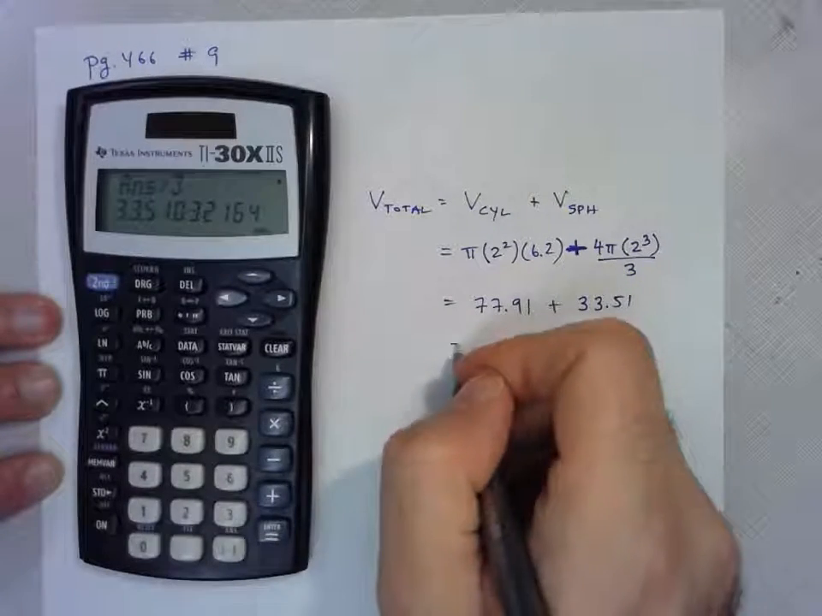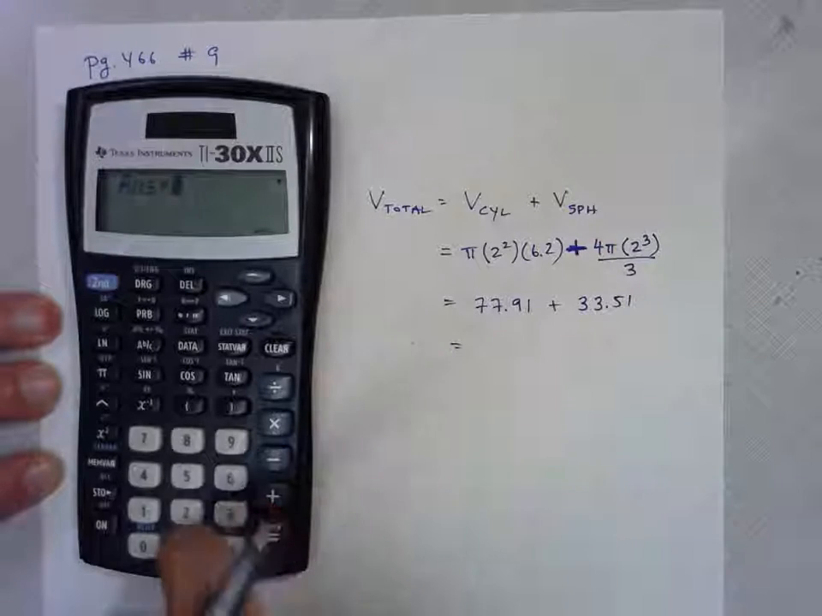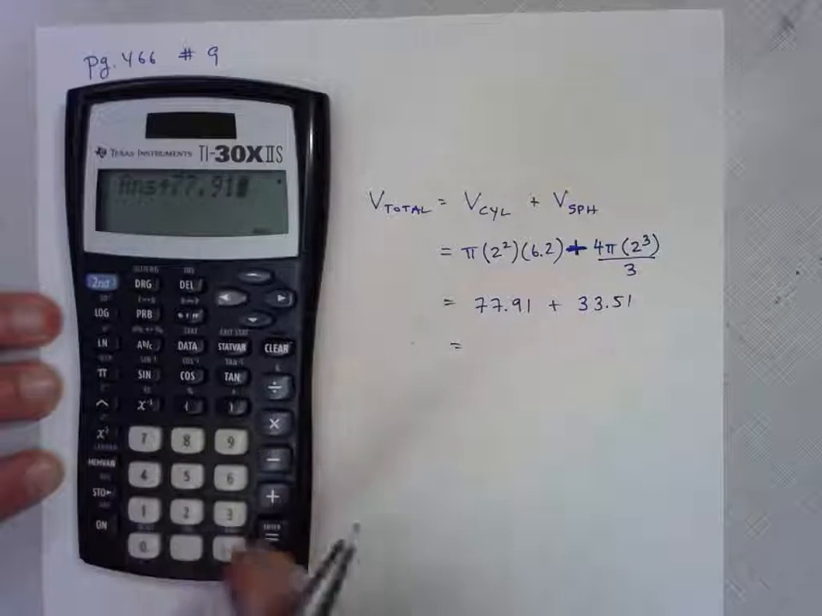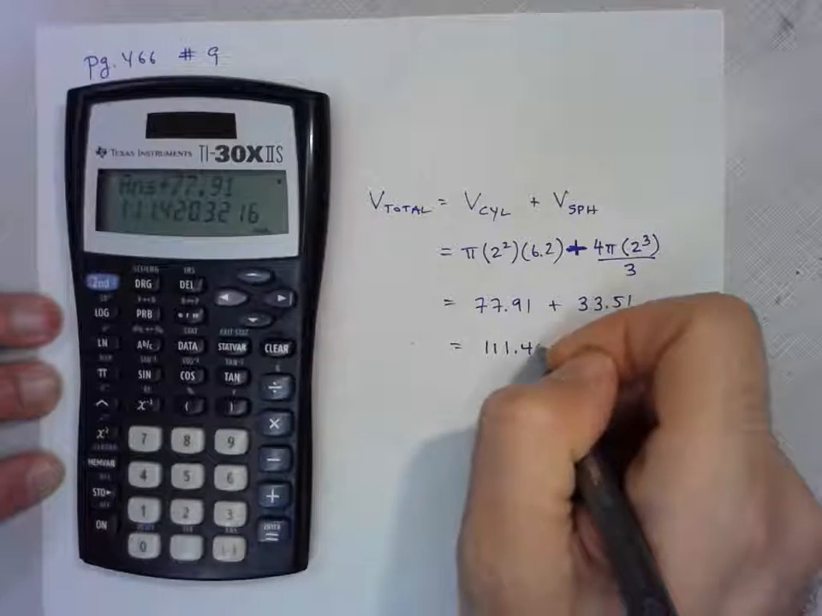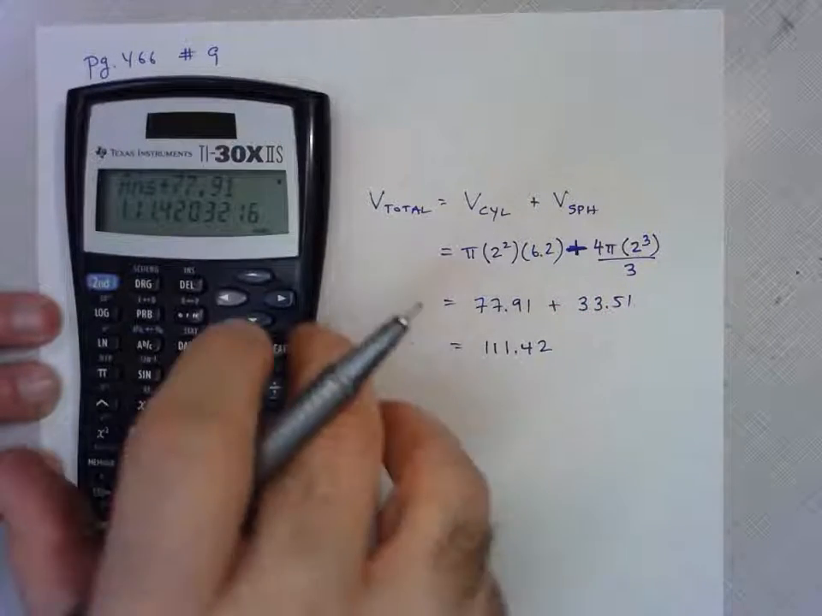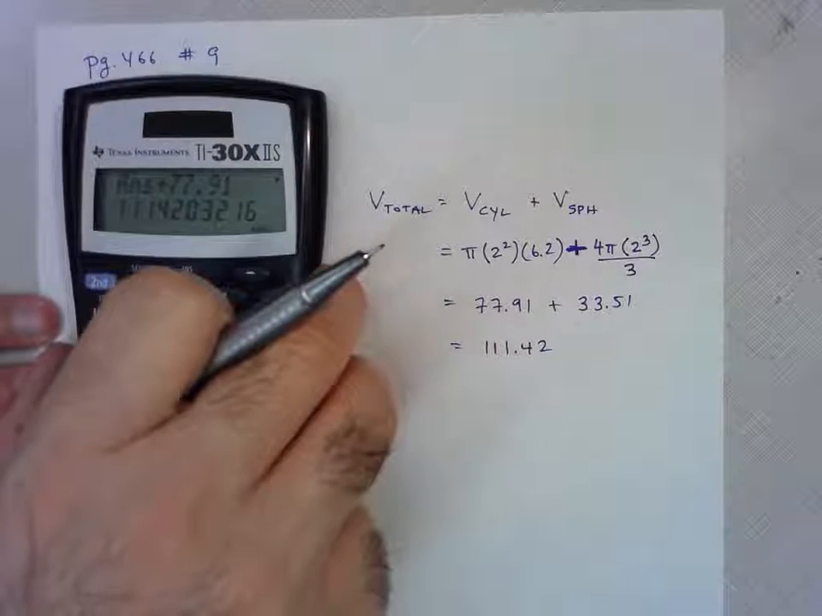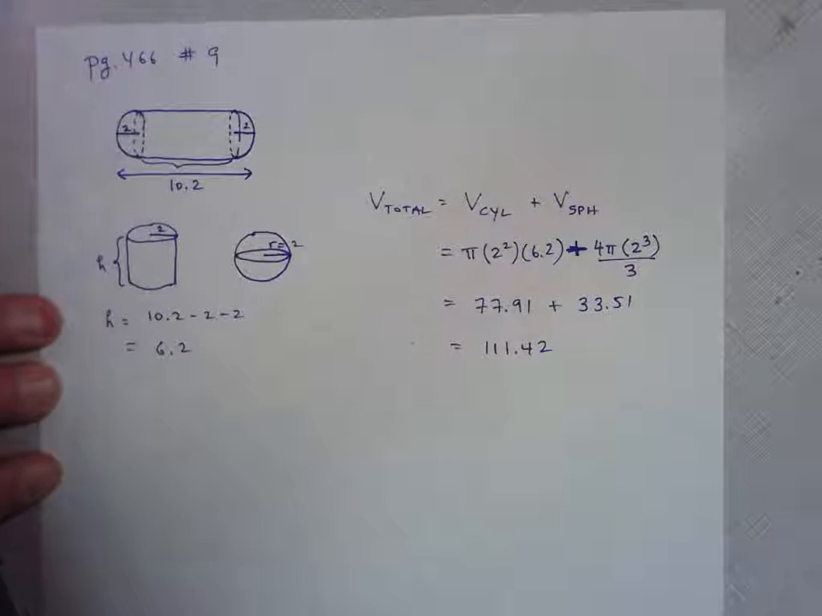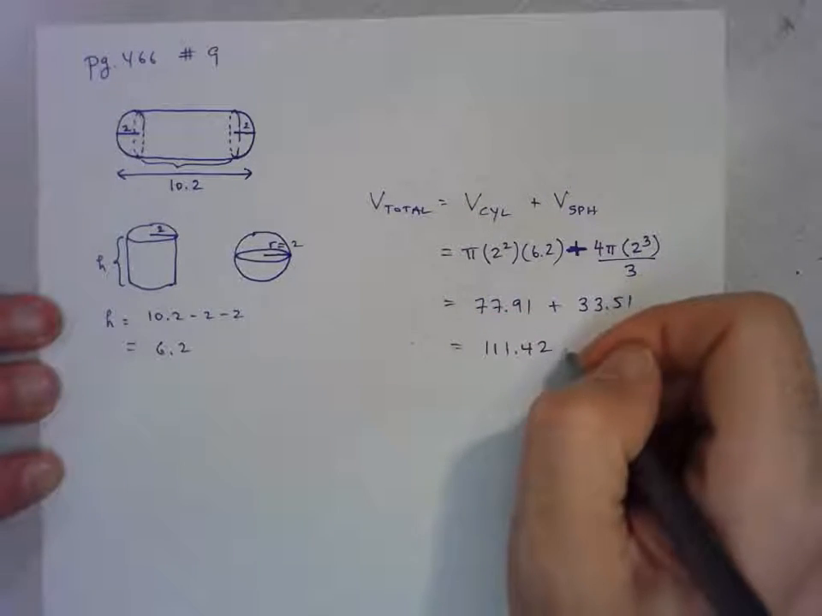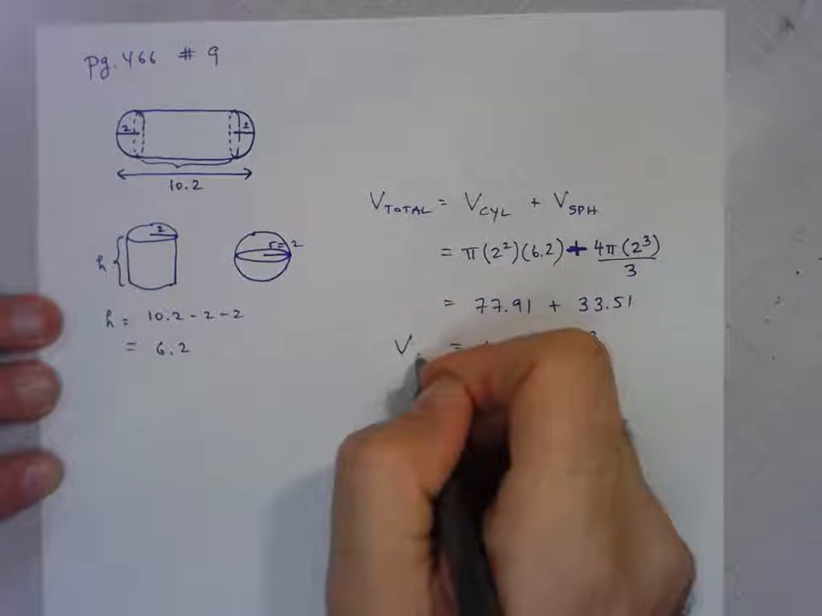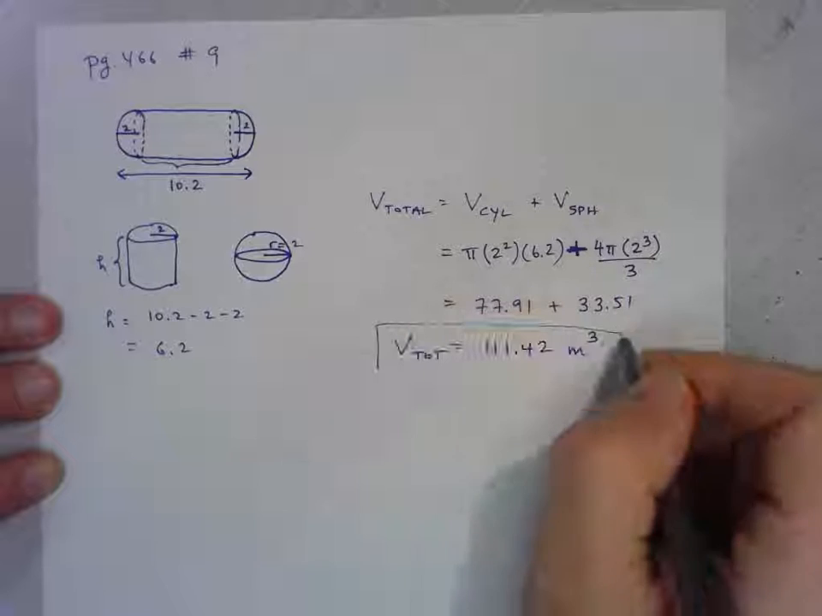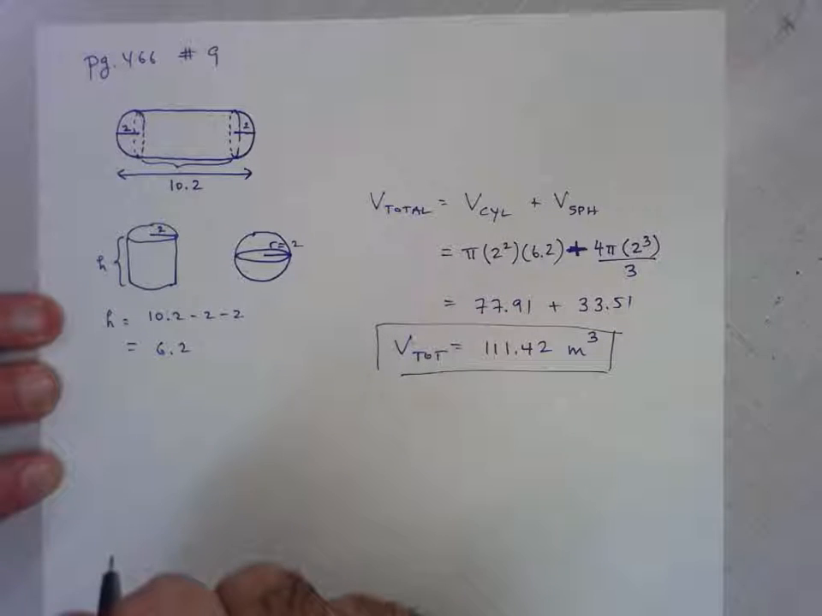which gives me 33.51. Now let me add that to 77.91, and that gives me 111.42. Of course, I need to make sure I check my units, and my units were all in meters. So my final answer, since it's volume, will be meters cubed. The total volume here was 111.42 meters cubed.